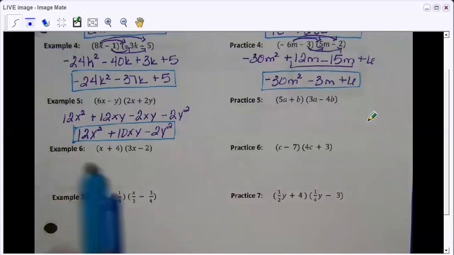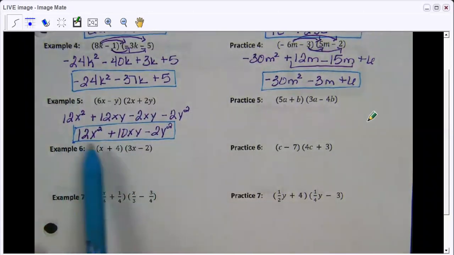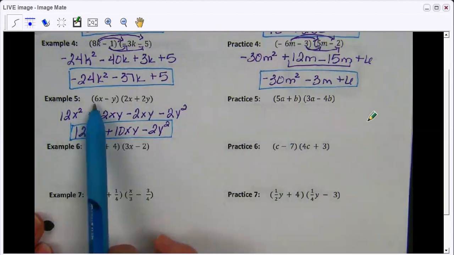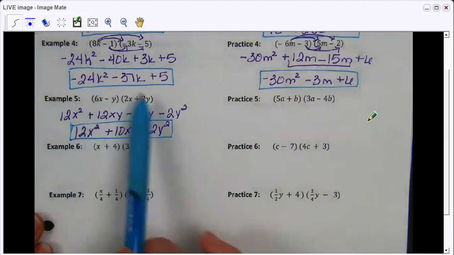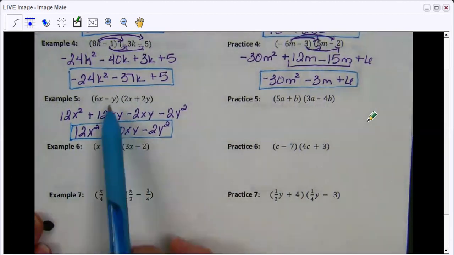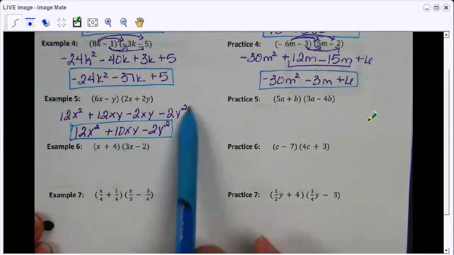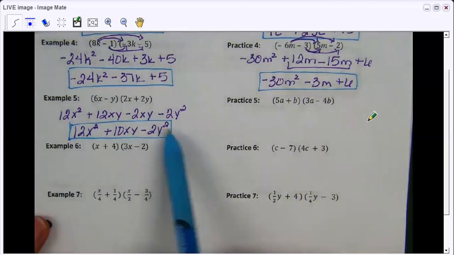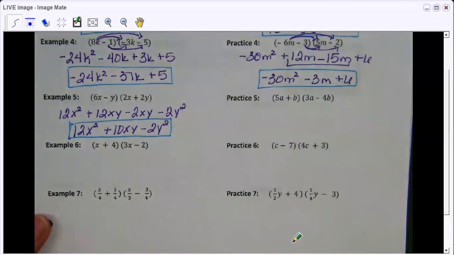Okay, so I looked at this one, and because there are 2 variables, it is slightly different than the rest. But I want you to look at what I did here and write this one down and then try this one on your own. When you multiply 6x times 2x, you get 12x squared. That's not new. But when you multiply 6x times 2y, it's just 12xy. And then negative y times 2x is negative 2xy. Negative y times 2y is negative 2y squared. And then you combine these like terms. So go ahead and finish this if you didn't, and then move on to example 5, and also practice 6.